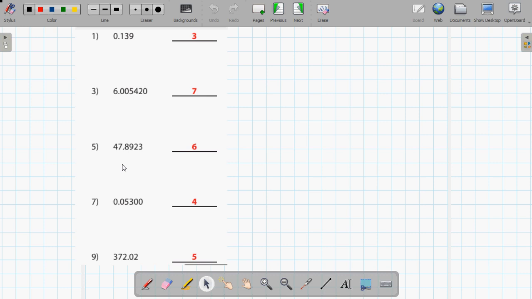All right, 47.8923 has 6 significant figures because they're all non-zero numbers. 0.05300 has 4. These 2 are not significant. Only these 4 are. And the last 2 zeros are significant because there's a decimal. Now, significant doesn't mean unimportant.